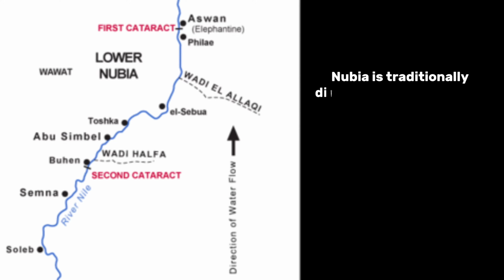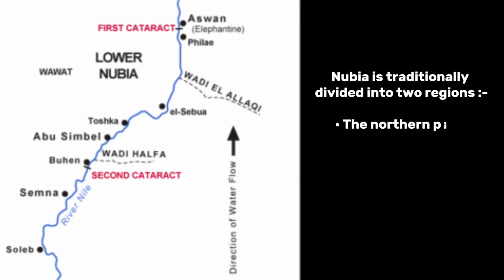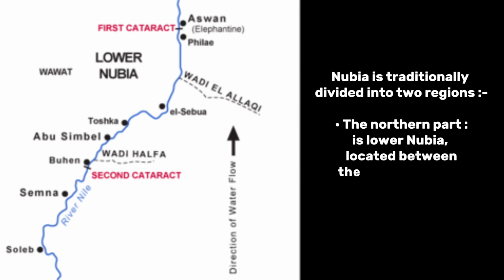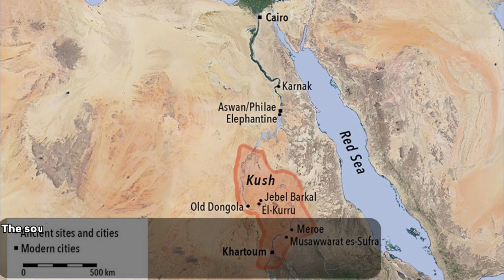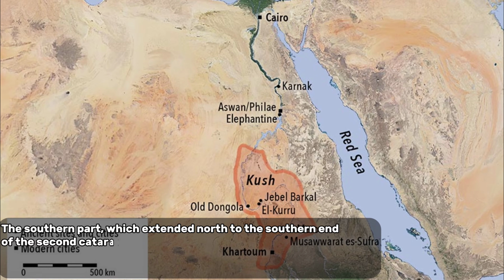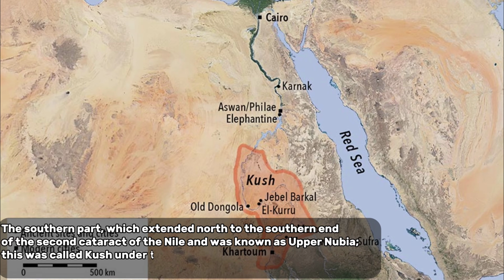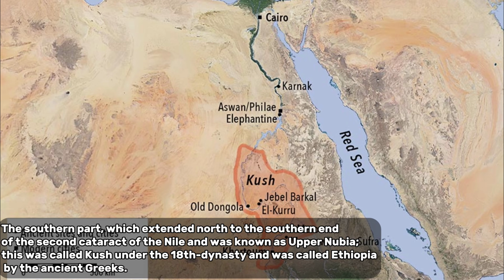Nubia is traditionally divided into two regions. The northern part is Lower Nubia, located between the Second and the First Cataract of Aswan. This was called Wawat. The southern part, which extended north to the southern end of the Second Cataract of the Nile, was known as Upper Nubia. This was called Kush under the 18th dynasty and was called Ethiopia by the ancient Greeks.